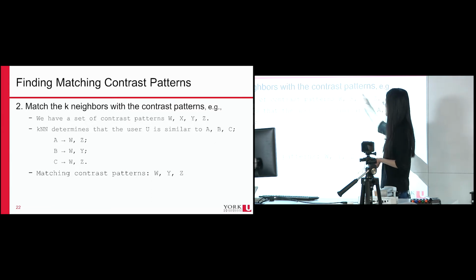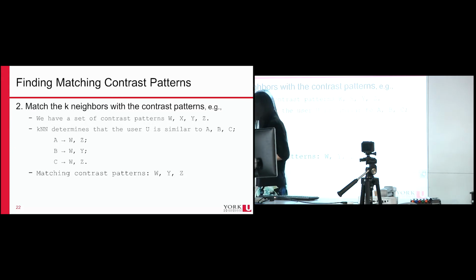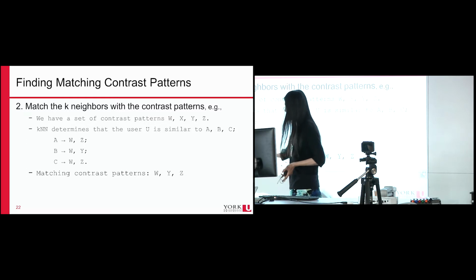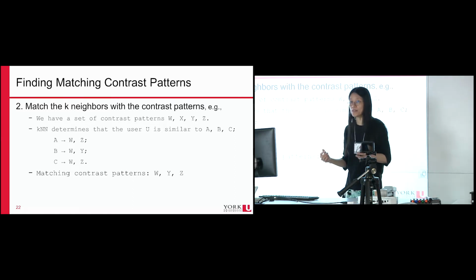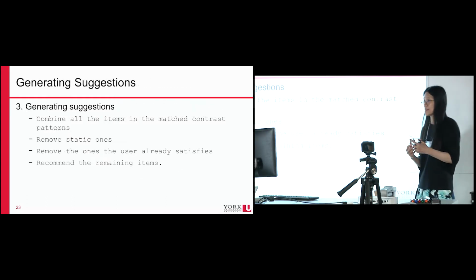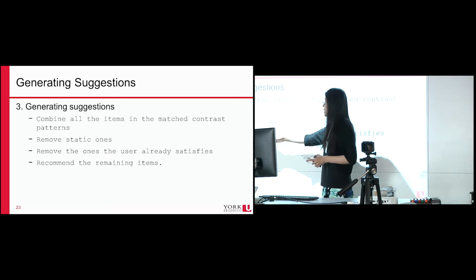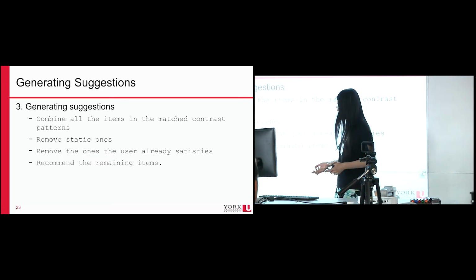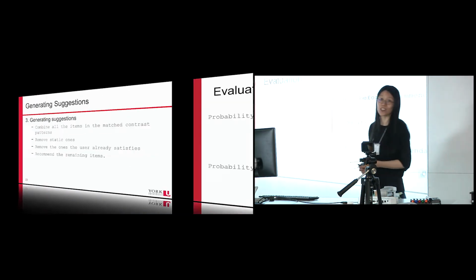For example, if those are our contrast patterns, and those are the top 3 neighbors, those patterns match A, those match B, and those match C. Then we combine all of them, W, Y, Z, those patterns matching the top k neighbors. We combine all the items in the matched contrast patterns and remove the static ones, remove the ones the user has already satisfied, and recommend the remaining items. So that's the very simple recommendation strategy.